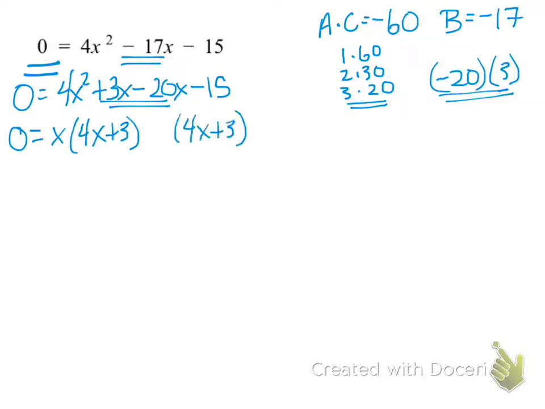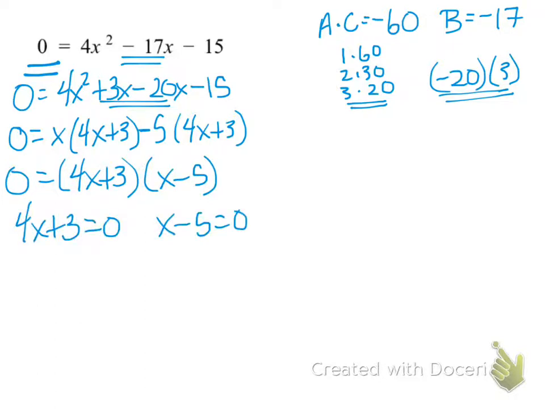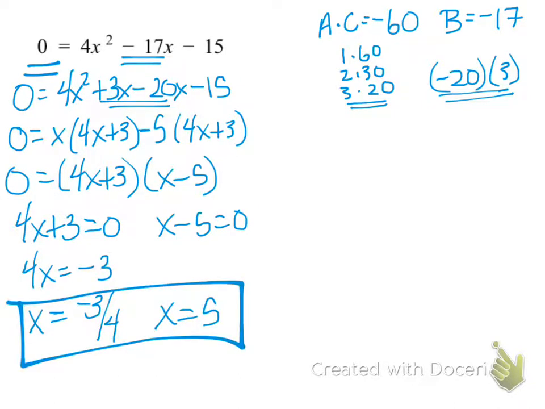Factoring out my common factor. Remembering that what's in the parentheses has to match, which means I need to pull out a negative 5. And then I have my factors. Setting each of my factors equal to 0 and solving them, I get x equals negative 3/4 and x equals 5.